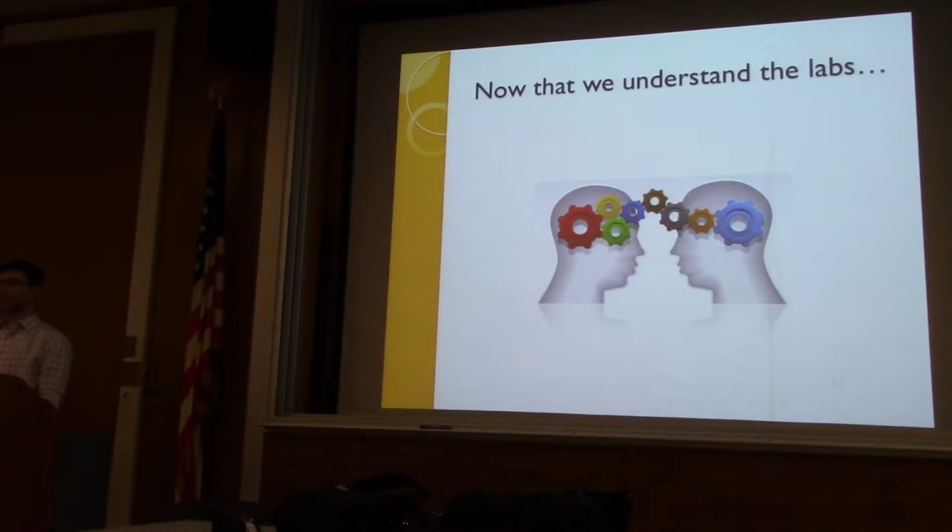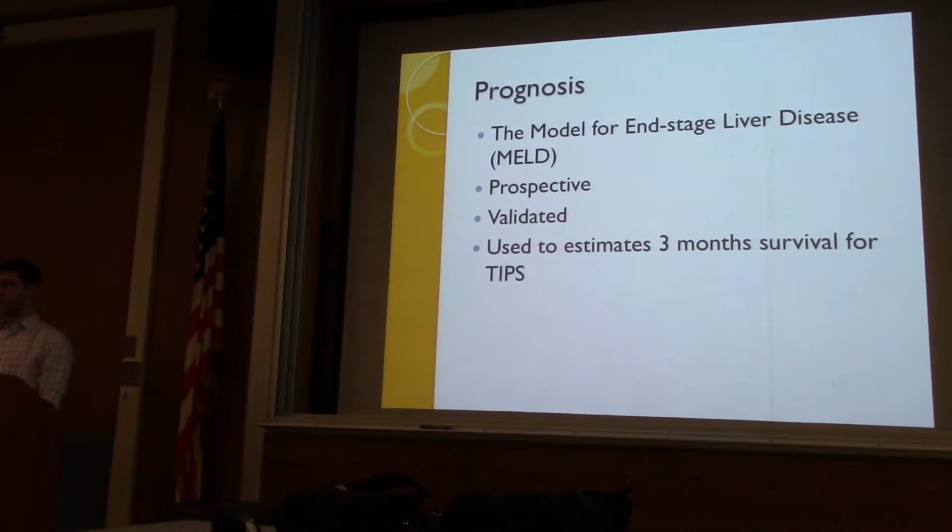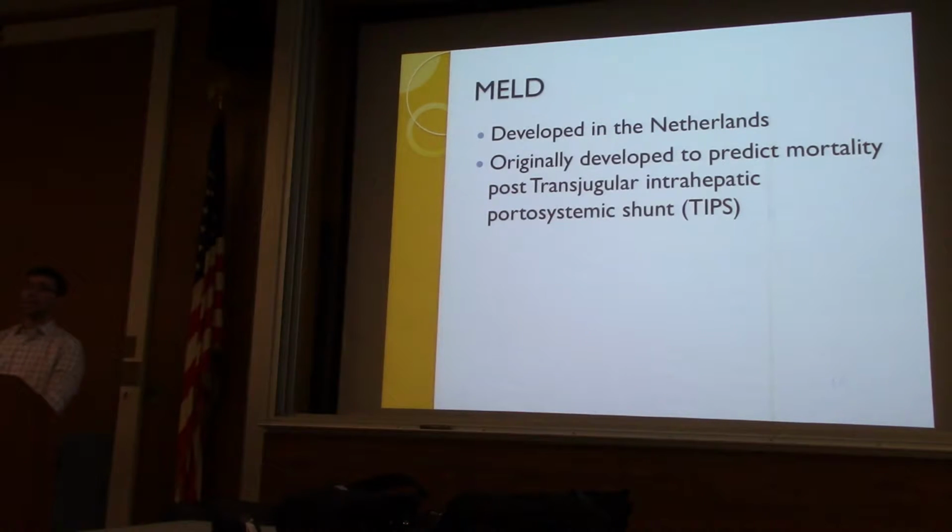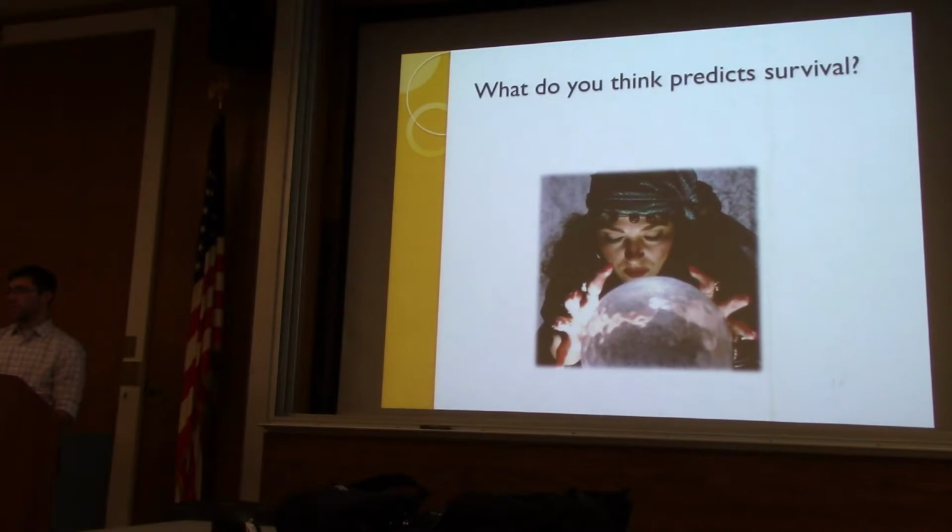All right, so now that we understand the labs, we can start talking about some real stuff. So let's talk about prognosis. One of the big ones I'm sure we've all heard of is the MELD score. It's the Model for End-Stage Liver Disease, and it was prospective and validated, and it was really used for TIPS, to see whether it could prognosticate patients 3 months after receiving TIPS. It was developed in the Netherlands, so it was a decent study, but the question is, it was used for TIPS, so how can we apply it?